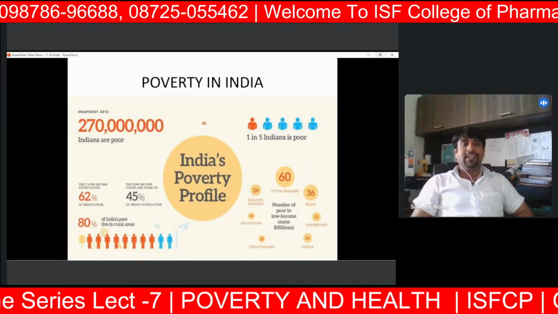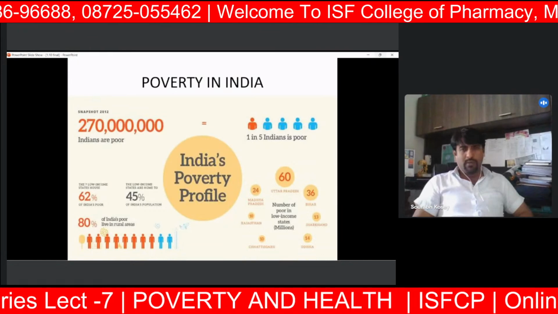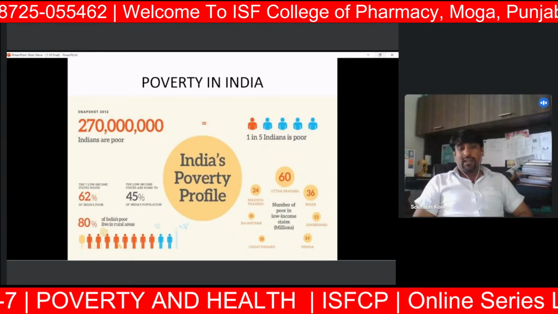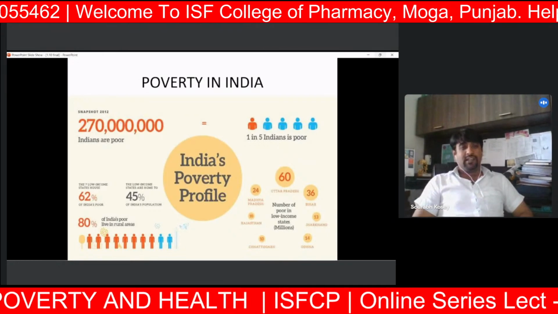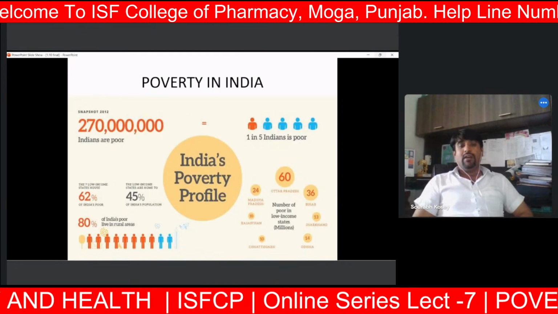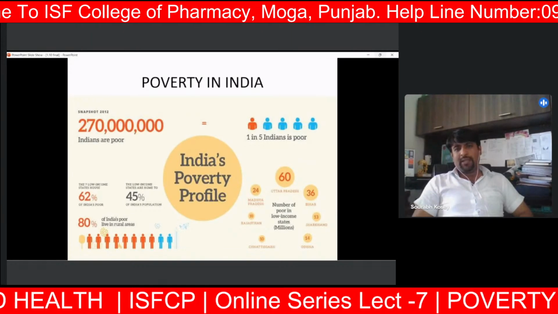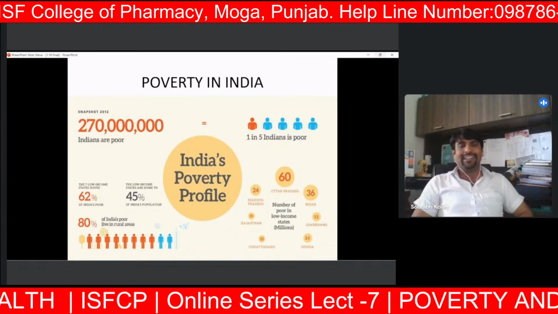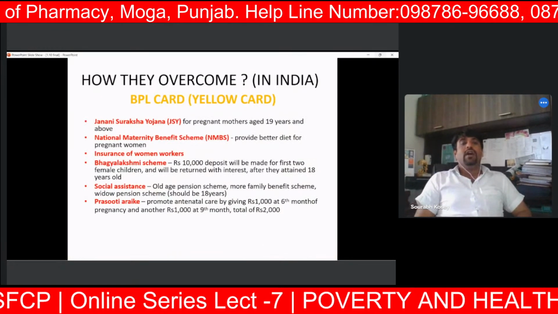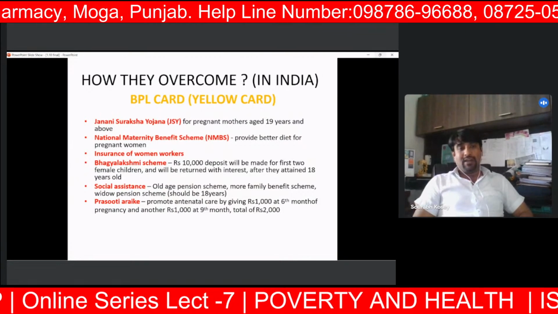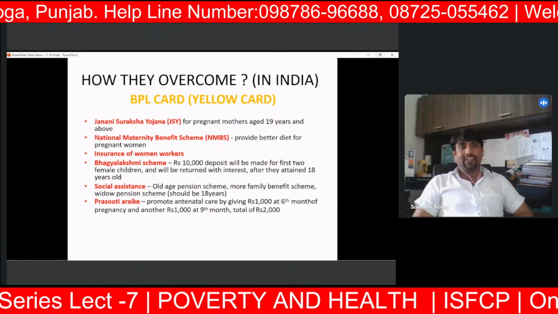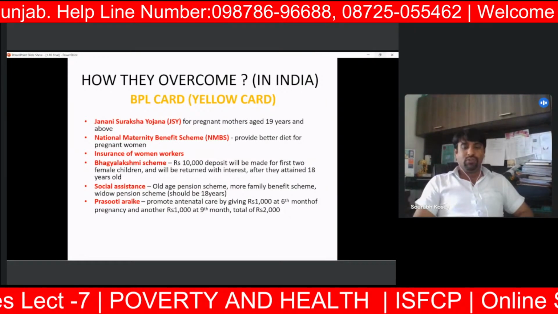So, looking at poverty in India in 2012, 1 in 5 Indians were poor, with low socioeconomic status, and they did not have house, food, or shelter. In the rural population, 90% was rural. Many states like Madhya Pradesh, Uttar Pradesh, Bihar, Jharkhand, Odisha, Chhattisgarh, and Rajasthan were suffering with a large number of poor in the low-income states, in the millions. So how does it work in India? The BPL card, Janani Suraksha Yojana scheme, National Maternity Benefit Scheme, Insurance of Women Workers, Bhagyalakshmi scheme, and Social Assistance.